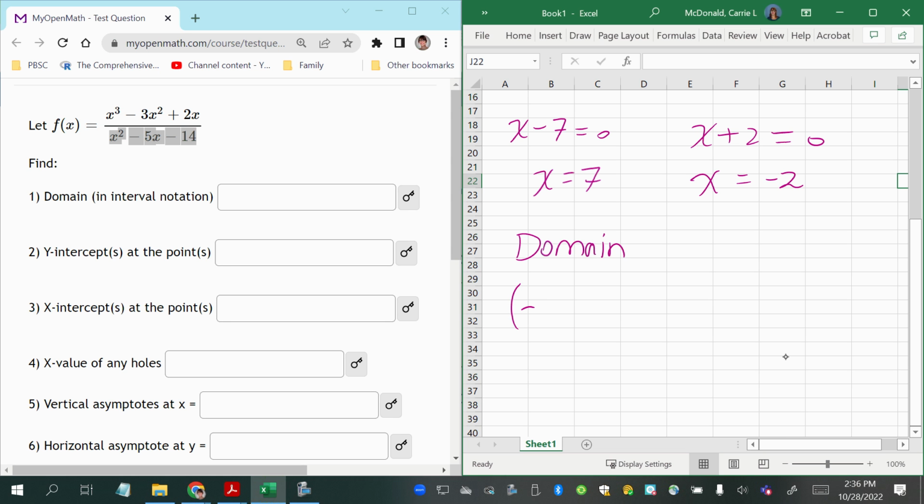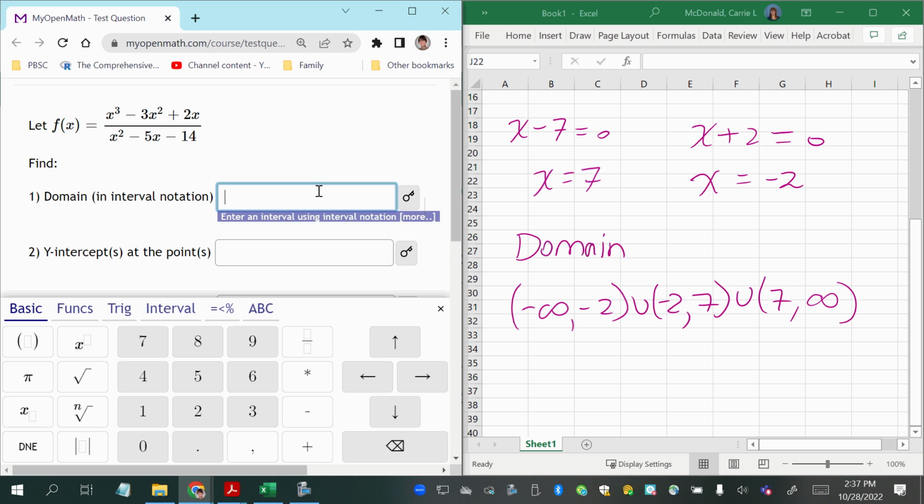So long story short, the domain should start at -infinity and go up to -2, but not include it, then pick up again on the other side of -2, go as far as 7, but not include it, pick up at the other side of 7, and continue on towards infinity.